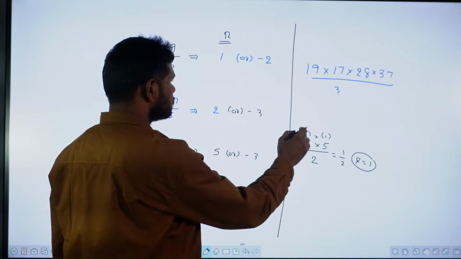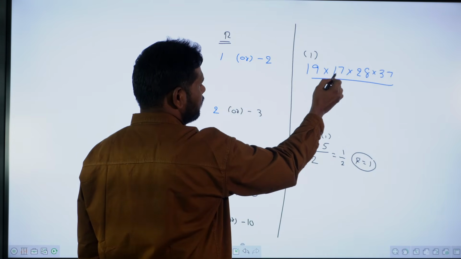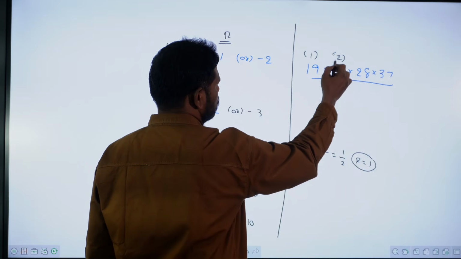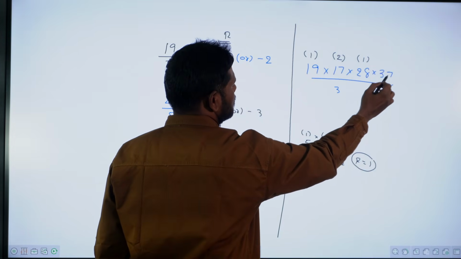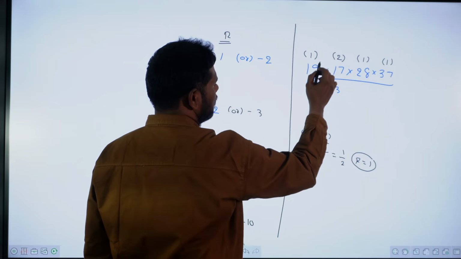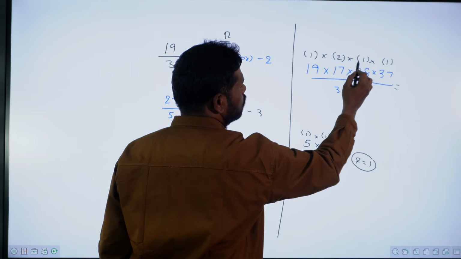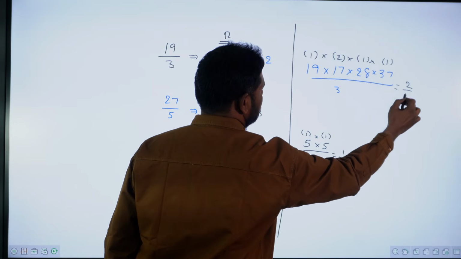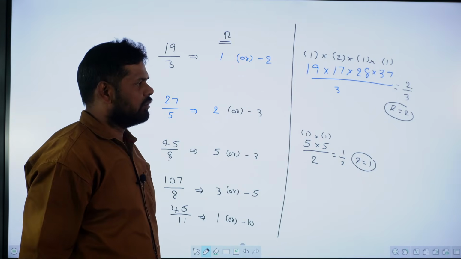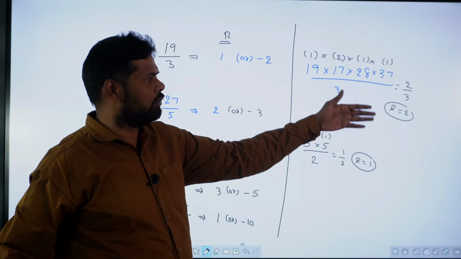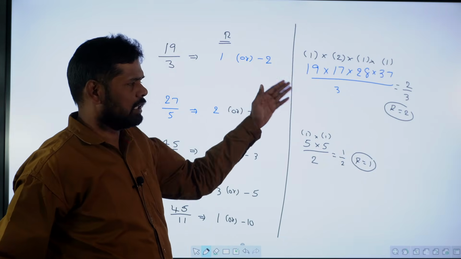So 3 sixes are 18. What is the remainder? 1. 3 fives are 15. What is the remainder? 2. 3 nines are 27. What is the remainder? 1. 3 twelves are 36. Remainder is 1. Multiply 1 into 2 into 1 into 1. So 1 into 2 is 2, 2 into 1 is 2, 2 into 1 is 2. 2 divided by 3. What is the remainder? 2. 3 zeros are 0, so the remainder is 2. If it is greater than or equal to 3, then only we divide that number. Otherwise, if it is less than the divisor, that number itself is the remainder.